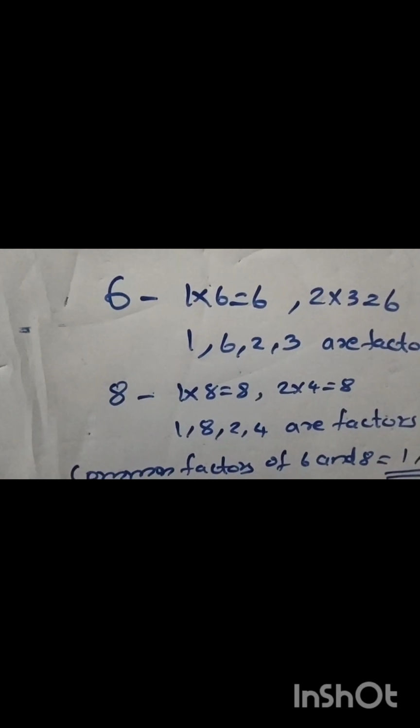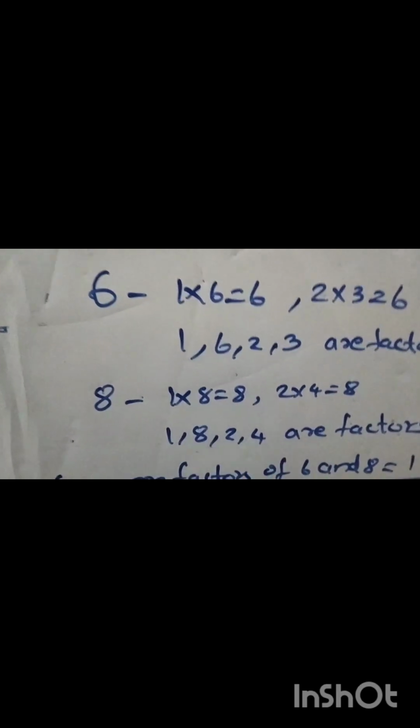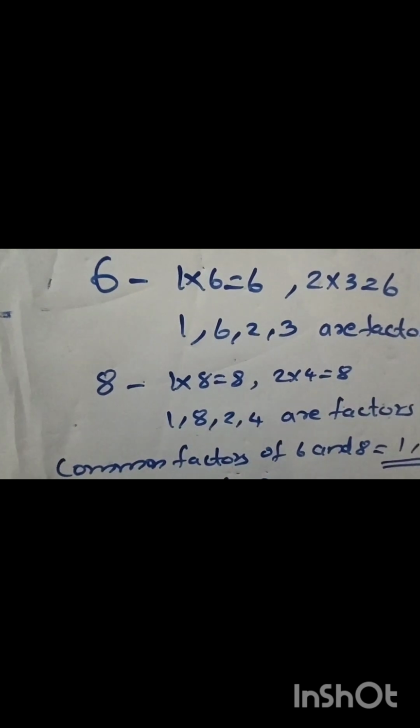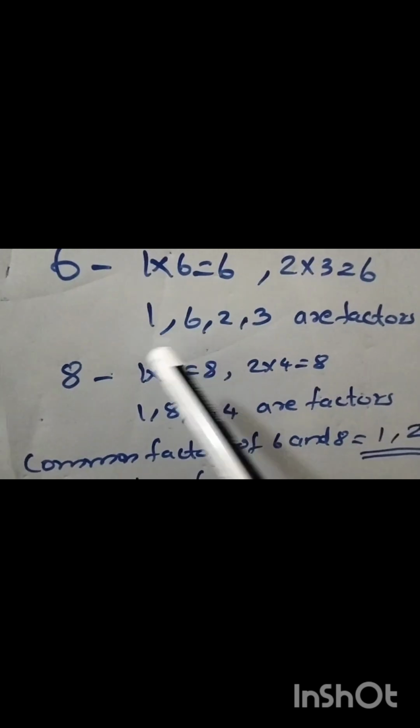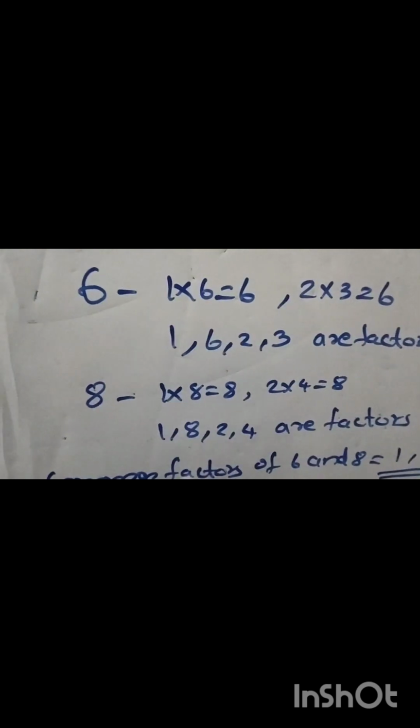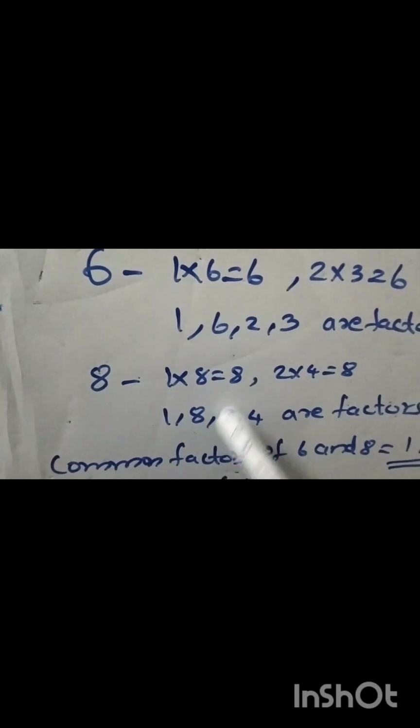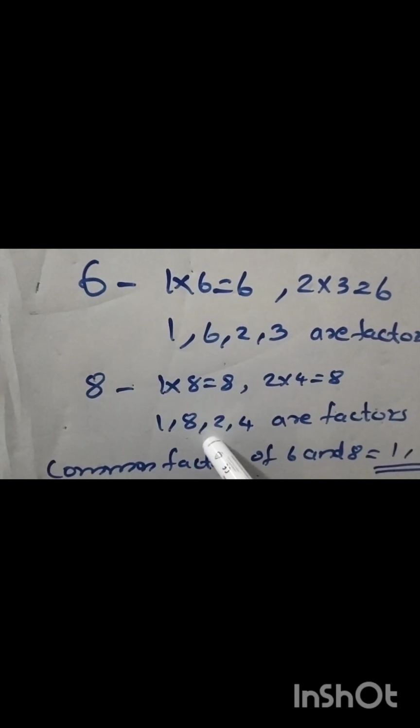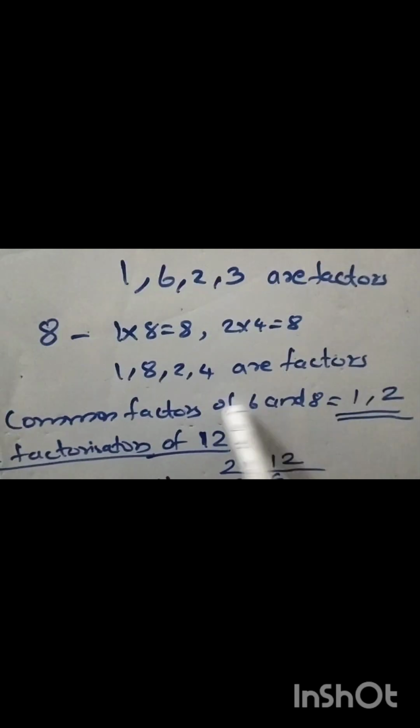So how can we find the common factors? We look for what is common in the factors of 6 and 8. The factors of 6 are 1, 2, 3, 6 and the factors of 8 are 1, 2, 4, 8. The common ones are 1 and 2. So 1 and 2 are the common factors of 6 and 8. So we studied what factors are.